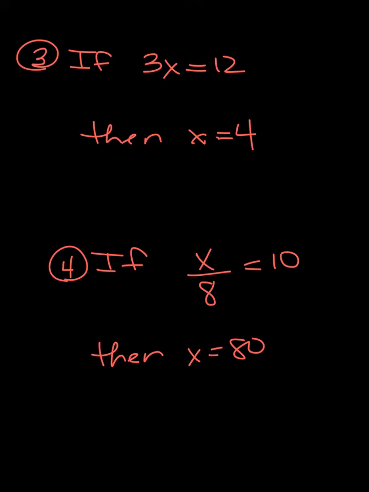In number 3 and number 4, we're now going to compare multiplication property of equality versus division property of equality. So in number 3, same idea. If I'm starting at 3x is equal to 12 as my hypothesis, and I'm concluding x is equal to 4, what did I do to both sides to get there? I divided. So this is going to be division property of equality.